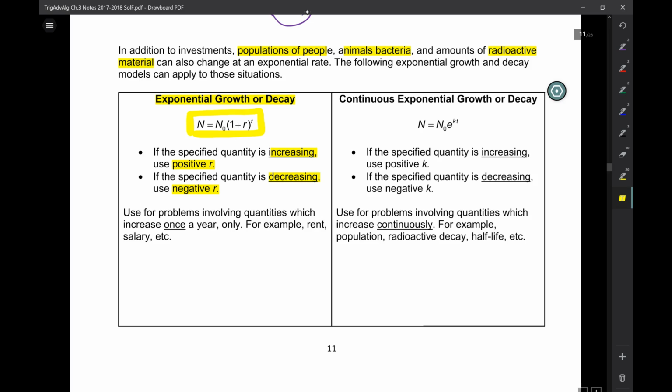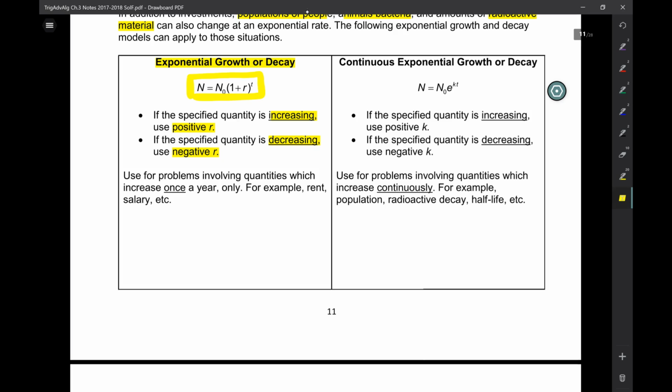Okay, when do you use this formula? You use this formula for problems that involve quantities which increase once a year only, on a specific calendar day. For example, your rent: every June 1st, it increases. Salary: every January 1st, you get a raise. Okay? Things like that. The value of your property, would that qualify here?